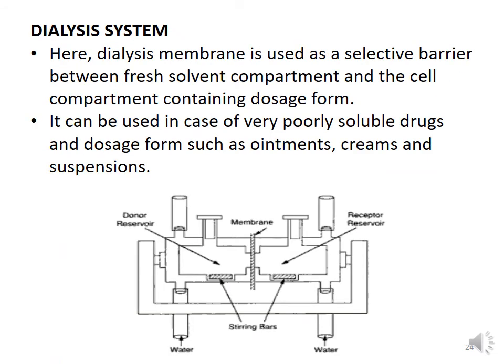The dialysis system is composed of a dialysis membrane, which is used as a selective barrier between a fresh solvent system compartment, this is a reservoir, and the cell compartment containing the dosage form. It can be used in the case of very poorly soluble drugs and dosage forms such as ointments, creams, and suspensions.